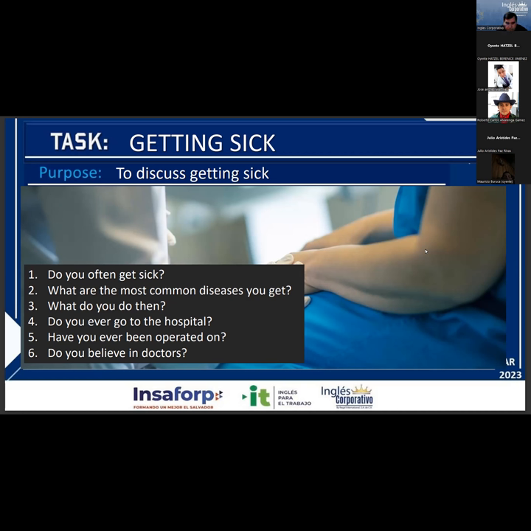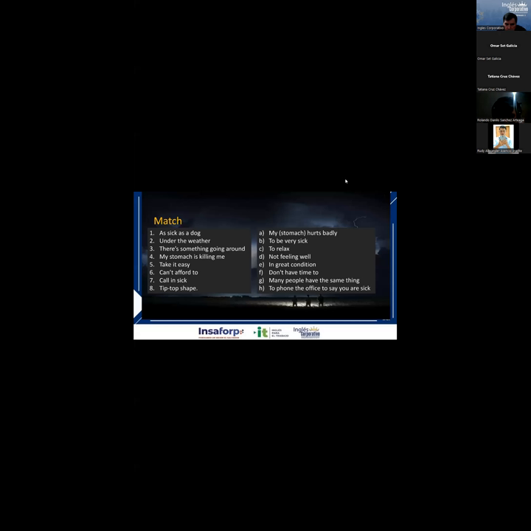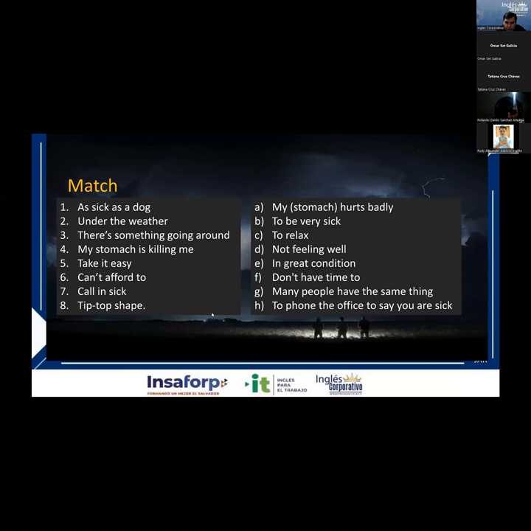In my case, yes, like Hazel said, just if it's something very, very bad, or if I felt very, very bad, for example. Okay. Entonces va con la uno, muy enfermo. As sick as a dog. Yeah. Maybe you can put it horizontally. Yeah, much better.